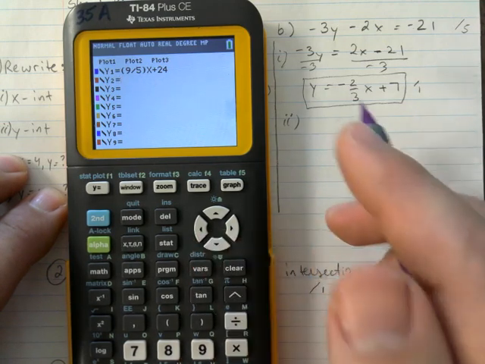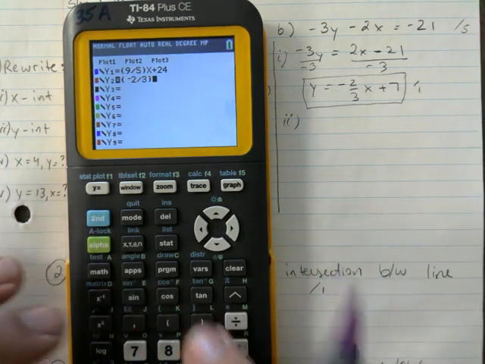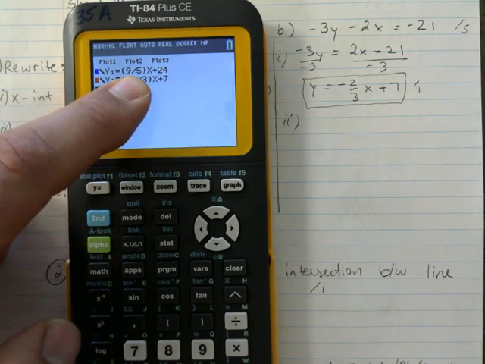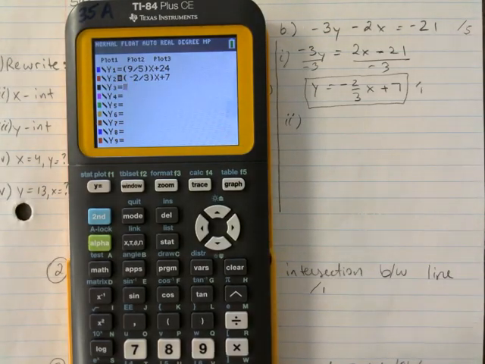I'm going to type this into y2, right? So I go bracket negative 2/3 x plus 7. Why am I leaving that one there? Because I know I'm going to need it later. I'm just turning off the equal sign so it's not being graphed right now. So hit graph.